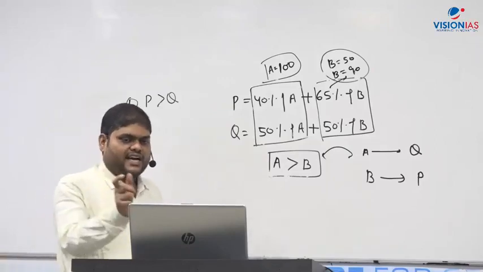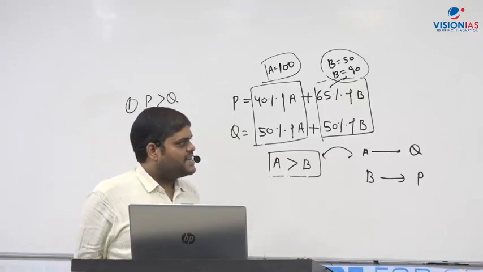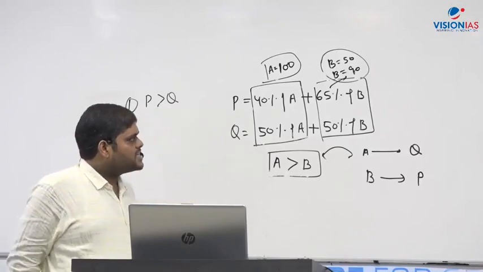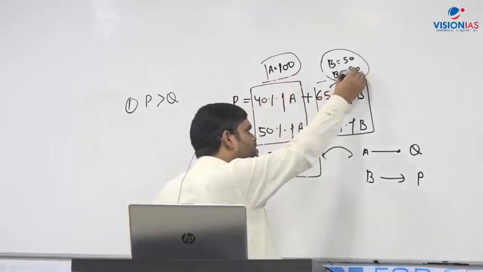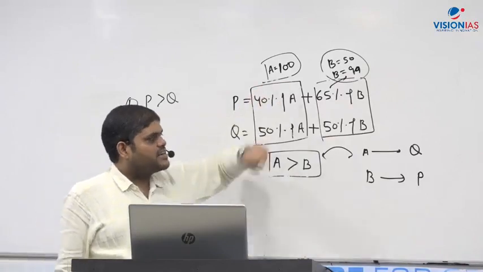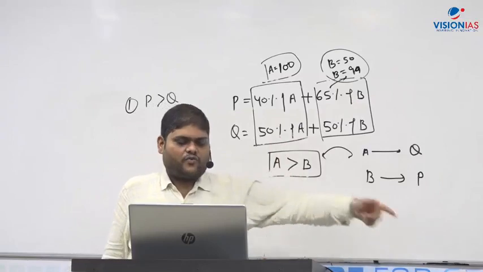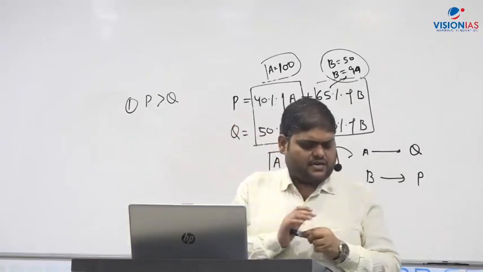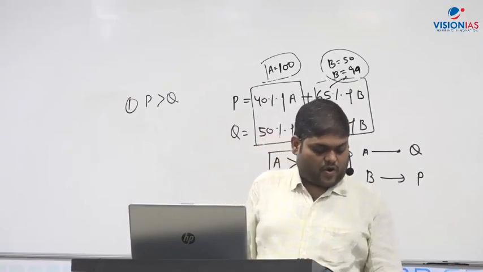I am giving a hint to those who are saying Q is more than P. Take A is equal to 100 and B is equal to 99, and try to see whether option B is correct or not. I'm just giving a hint. You can go and solve the problem.